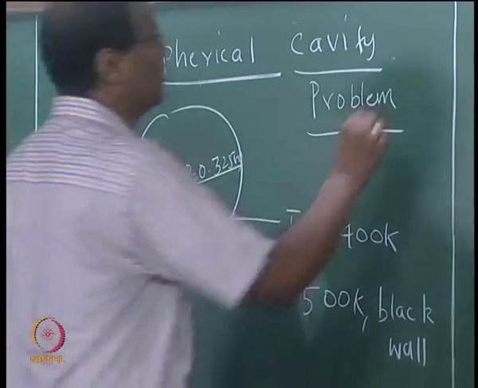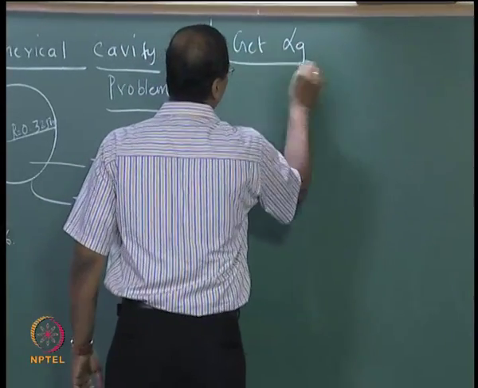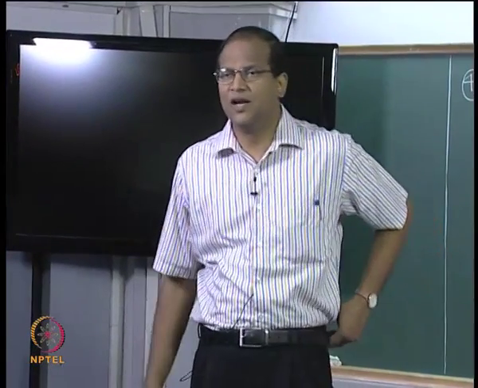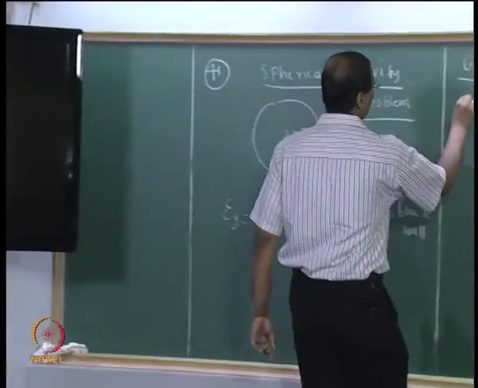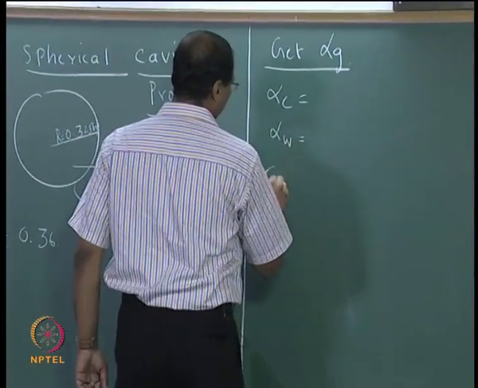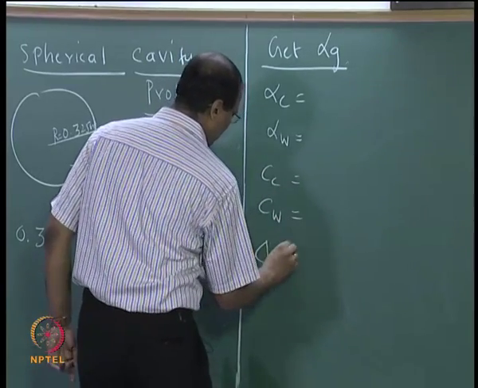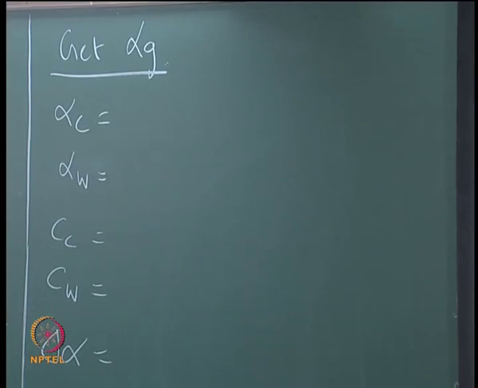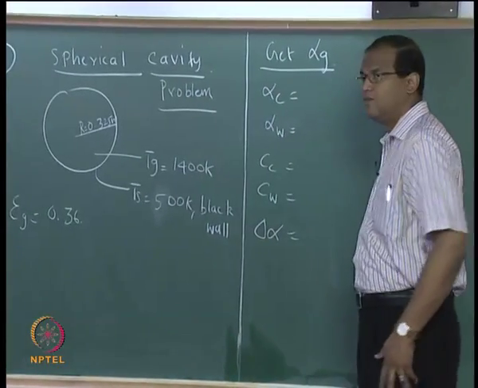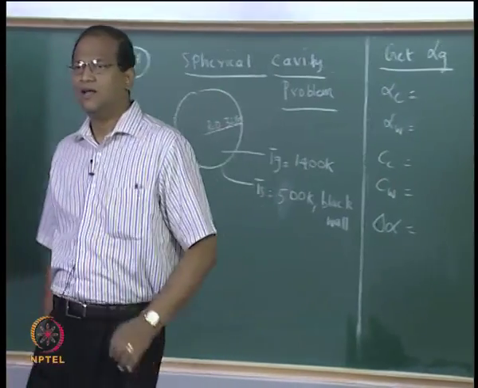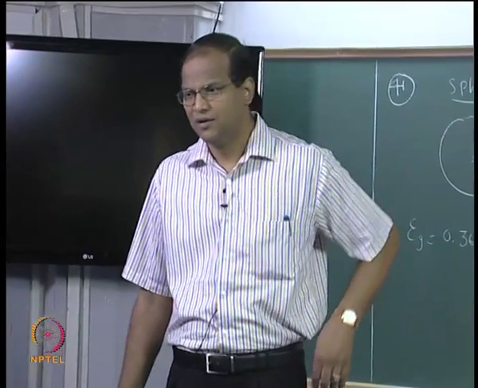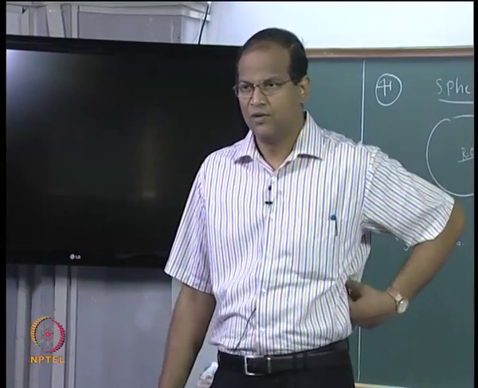So we'll have to get alpha G. The first step is to get these values. You have to basically employ the same procedure, except that there will be a normalizing factor, Ts by Tg, which takes care of the ratio of the two temperatures, and you have to use the same charts. Shall we go one by one?